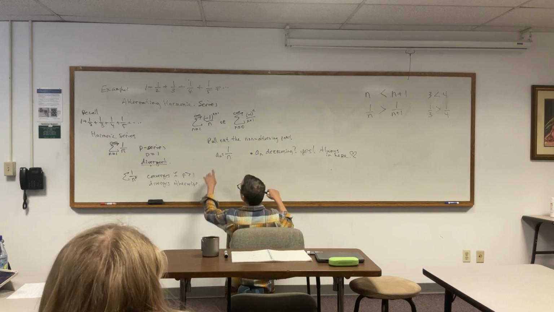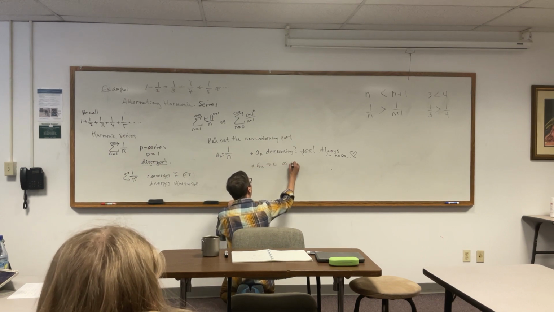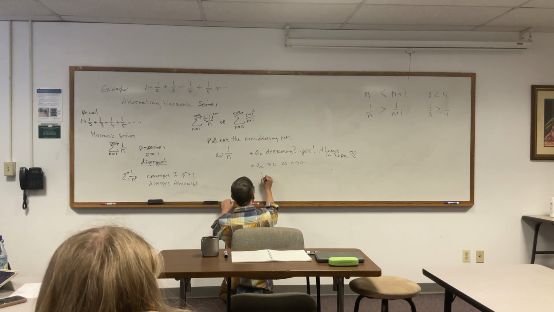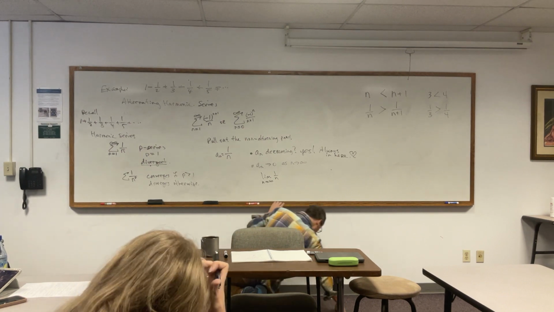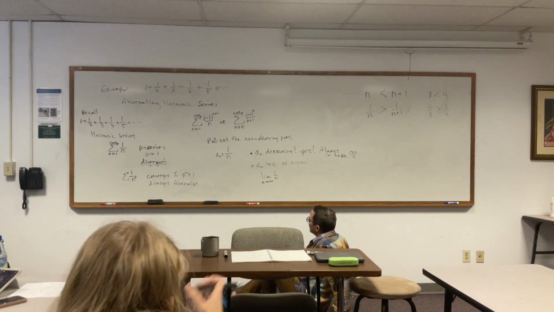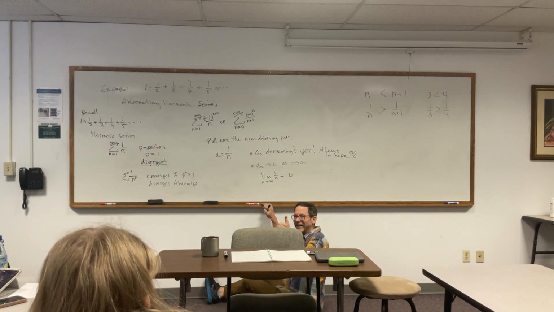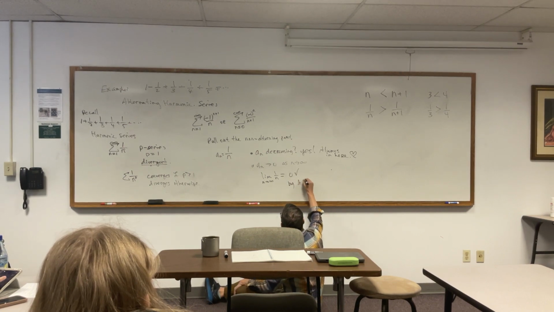Now this other part, the second condition: does a sub n converge to 0 as n goes to infinity? Does that happen? What is the limit of 1 over n as n goes to infinity? Please tell me you know that. 0, thank you. Yes, goes to 0. That's the thing that's going to matter. If that doesn't happen, the series will not converge. So by the AST, alternating series test, that series converges.